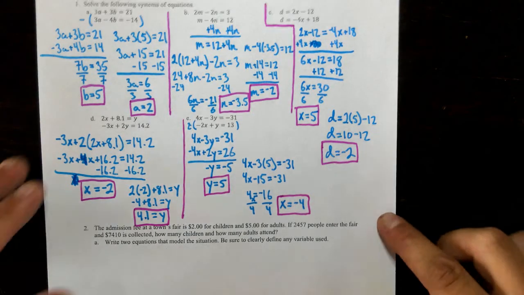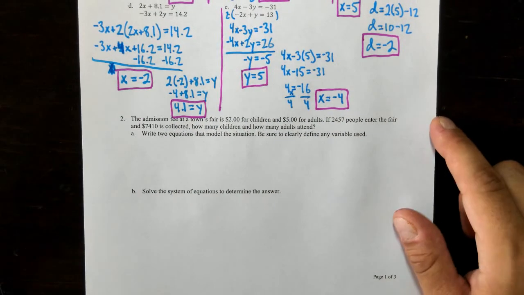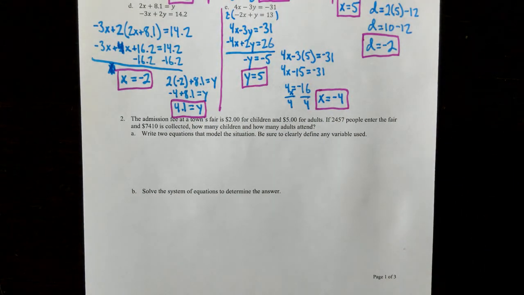Let's take a look at some problems in context. So the admission fee at a town's fair is $2 for children and $5 for adults. If 2,457 people enter the fair and $7,410 is collected, how many children and how many adults attend? So part A, we need to write two equations that model the situation. We need to be sure to clearly define any variable used. In part B, we need to then solve that system to determine how many children and how many adults attended.